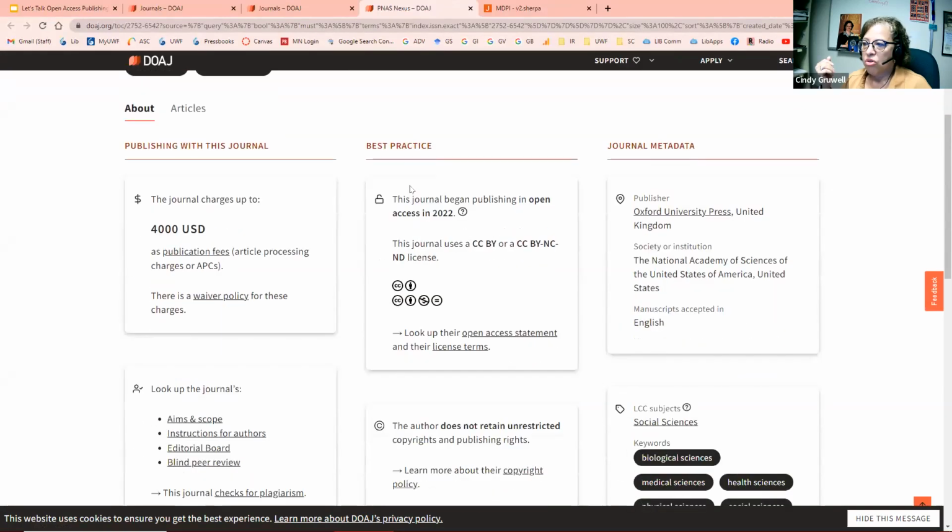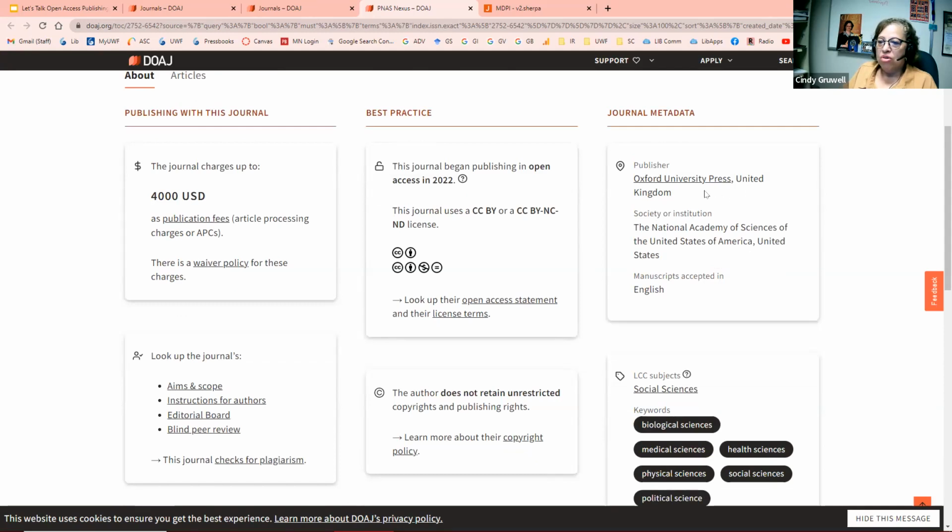You'll see the information is going to be similar in nature. Now, this particular journal does have an APC charge up to $4,000, which is a lot. It's a lot of money. But you can see the publisher is Oxford University Press, and it's with the National Academy of Sciences. So that kind of explains that upwards of 4,000.